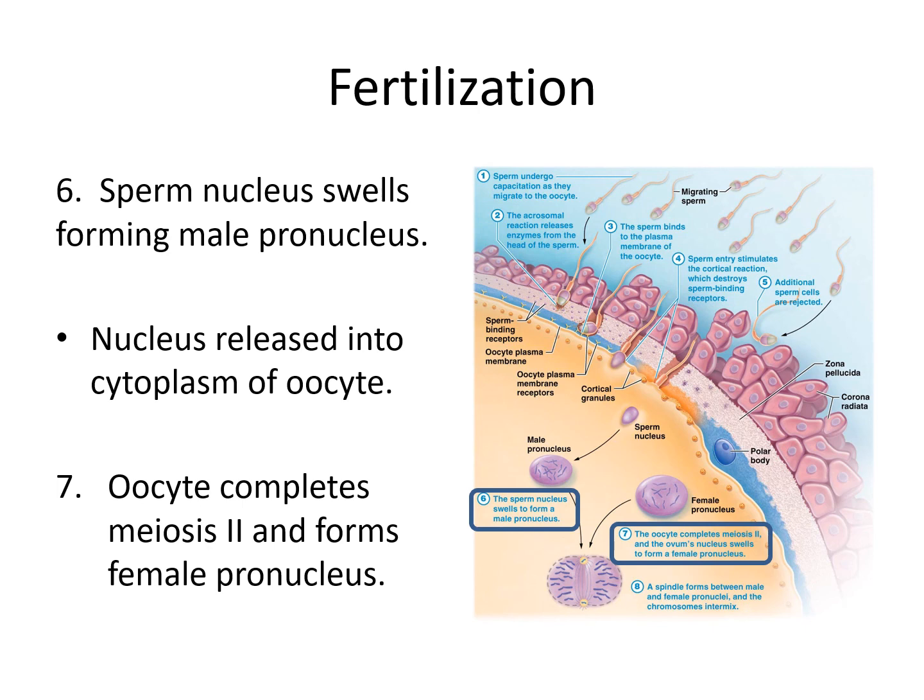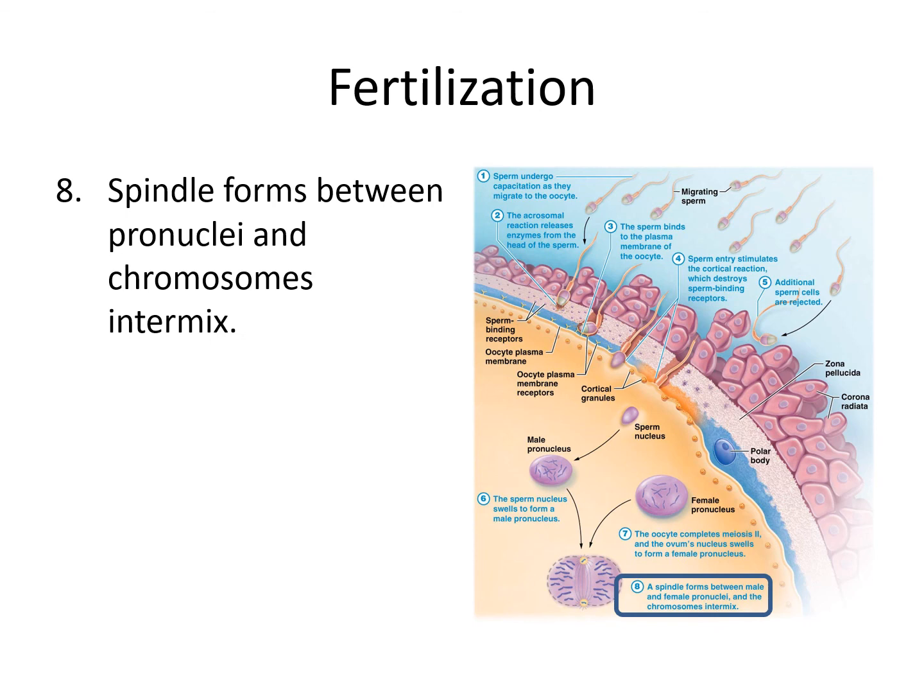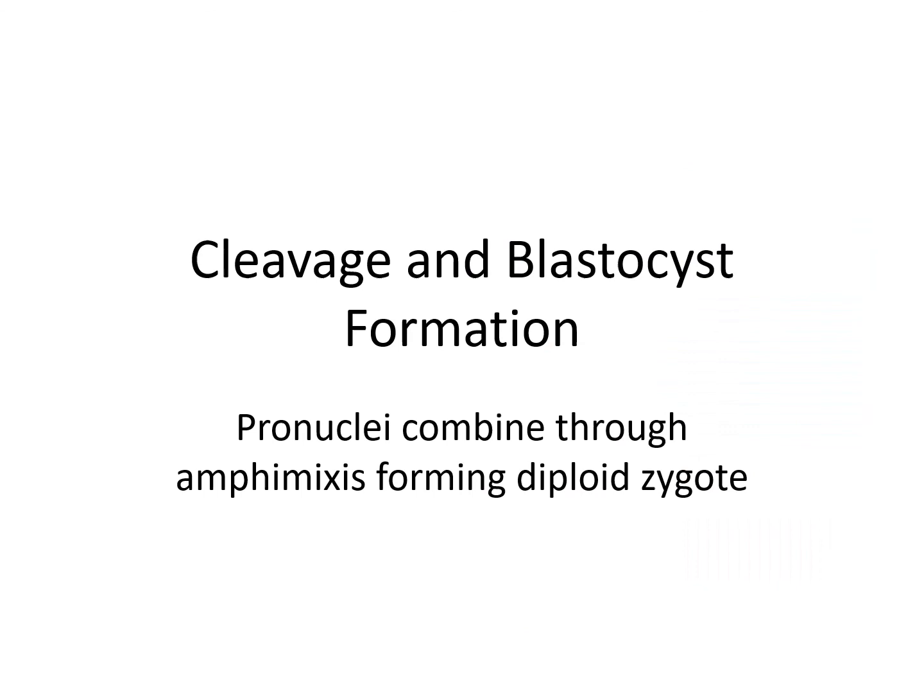And now we remember what happens once fertilization occurs is that the oocyte finally completes meiosis II, as it was stuck in metaphase II, and forms the female pronucleus to fuse with the male pronucleus. What happens? Spindle forms between them, and the chromosomes intermix to give us the diploid state. Now, after fertilization occurs, the first step is to have several mitotic divisions, which we call cleavage, to form the blastocyst.